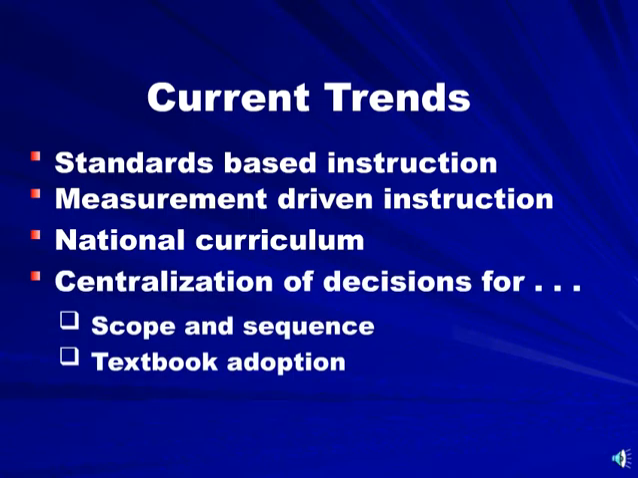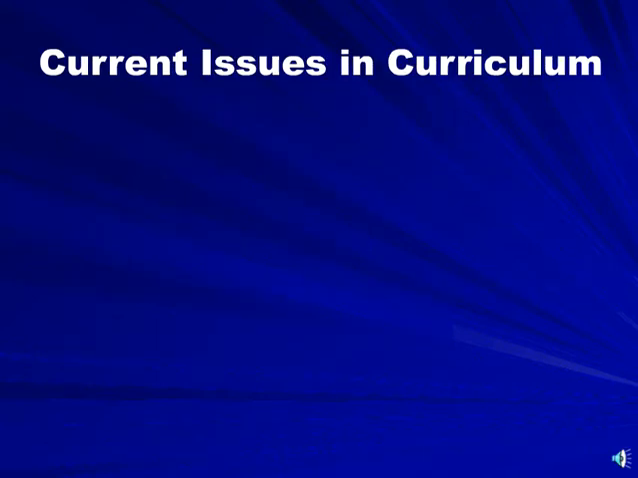And even if we stop short of saying that we have a national curriculum, we certainly would have to argue that there is a centralization of decisions at the state level regarding curriculum scope, curriculum sequence, textbook adoption, and so on. For example, in California, there are only 2 publishing companies approved for reading and language arts. That's centralization, which is a relatively recent trend. Now let's look at some issues.